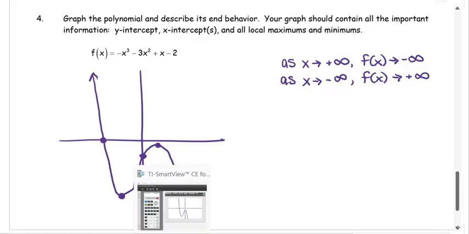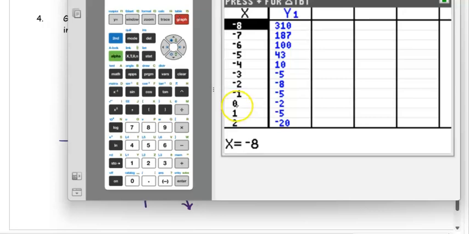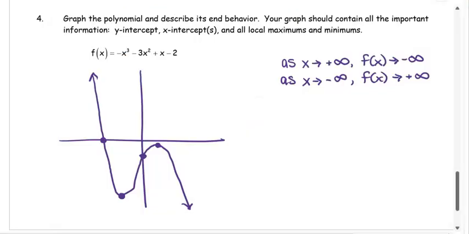I'm going to find my y-intercept first. I can do that by taking a look at my table. When x is 0, y is negative 2. So I have the point 0, negative 2. I want to make sure I make this big enough and stretch it out completely so I can get all the good stuff on that graph.